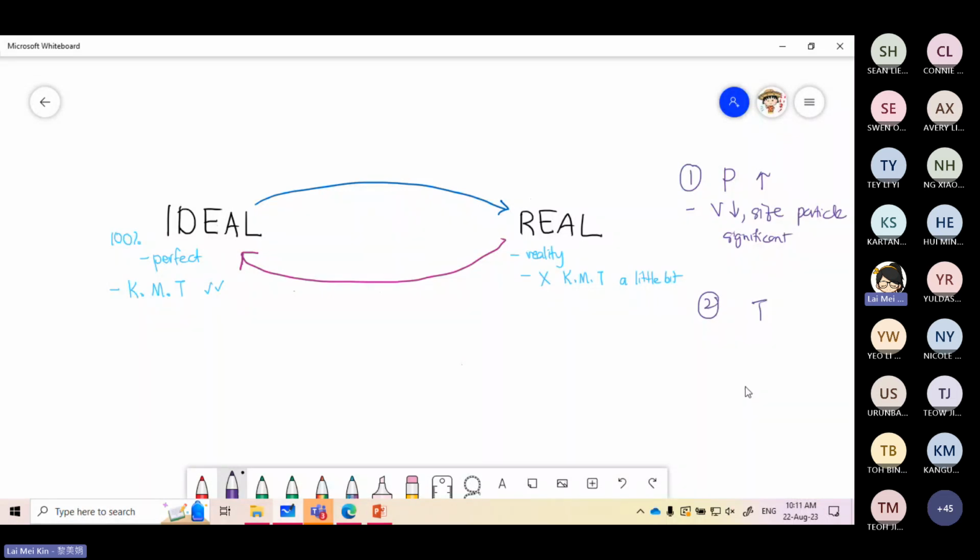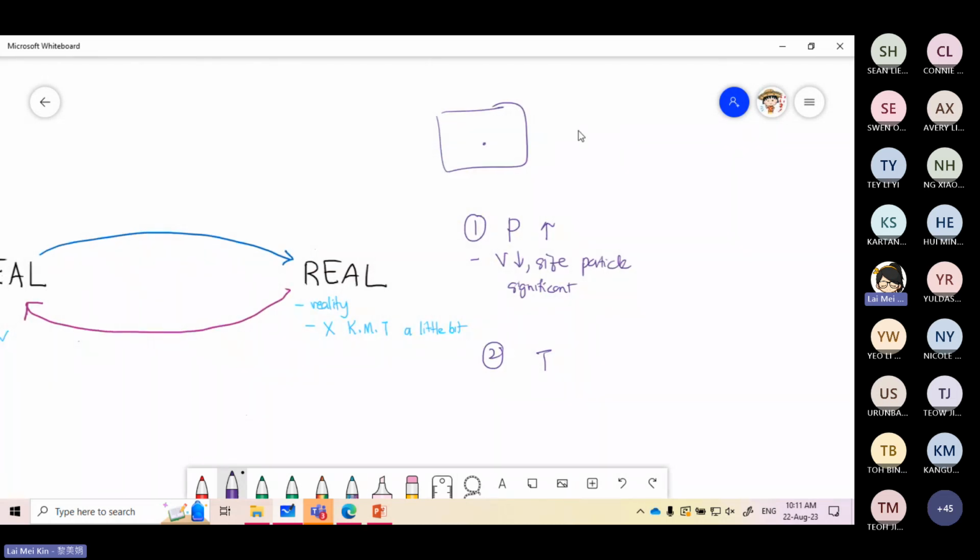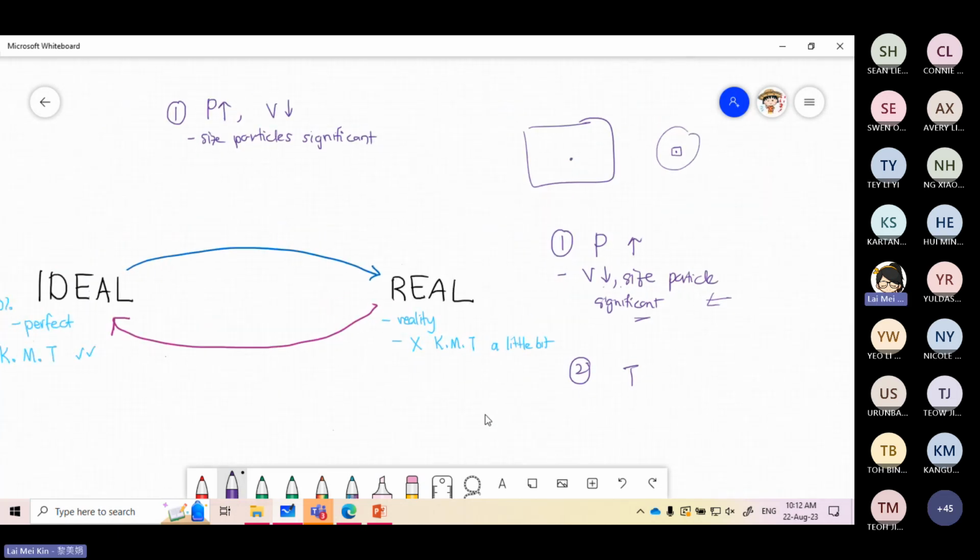I give you something to imagine. Let's say you have this big volume, and then this is the size of a particle. At a high pressure, maybe your volume becomes like this, and the size of your particle didn't change. So at this time, when your volume is small, the size of the particle becomes significant. Does this fulfill kinetic molecular theory? No. So is this ideal gas or real gas? Real gas. So we put it here. Number one, high pressure, volume is low. When volume is low, size of the particles becomes significant. So high pressure is where your ideal gas will behave more like a real gas, where your ideal gases will move towards real gases.